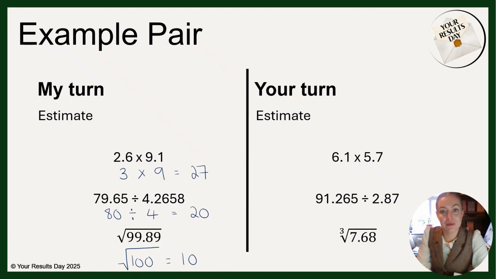Another round for you again. Pause the video and hit play when you're ready to hear the solutions. 6.1 would round to 6 to one significant figure, and 5.7 would also round to 6, and 6 times 6 is 36.